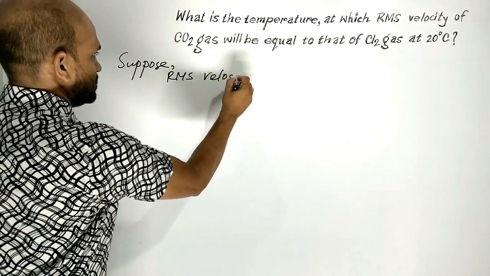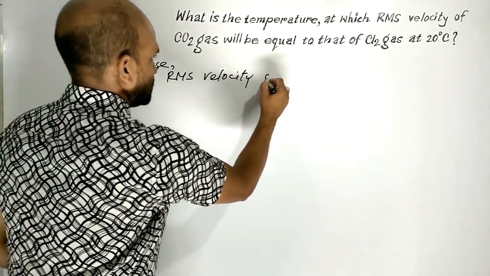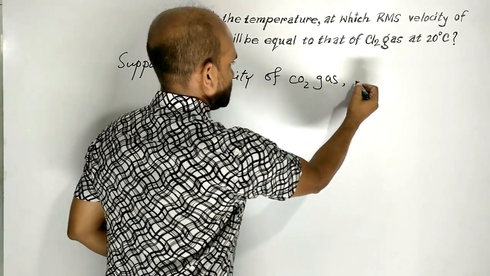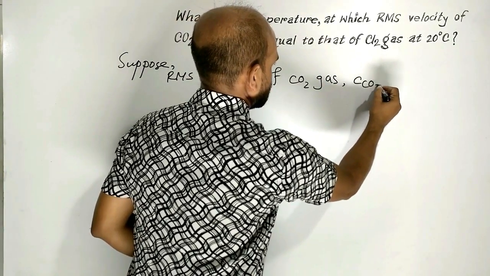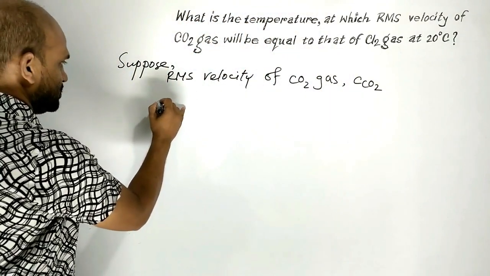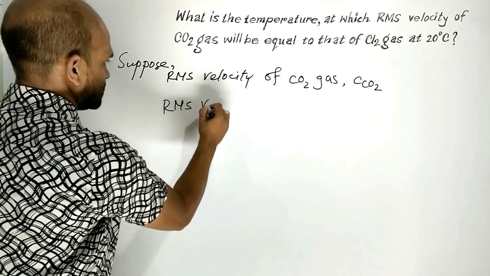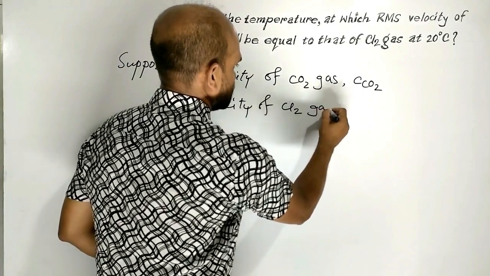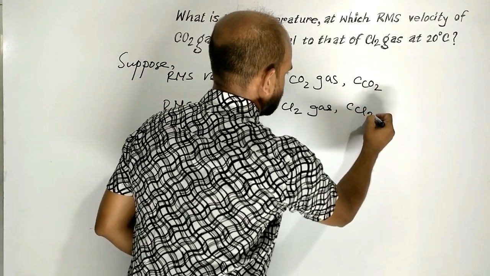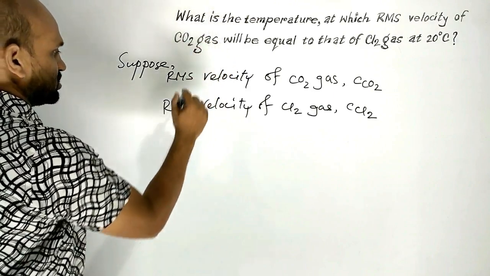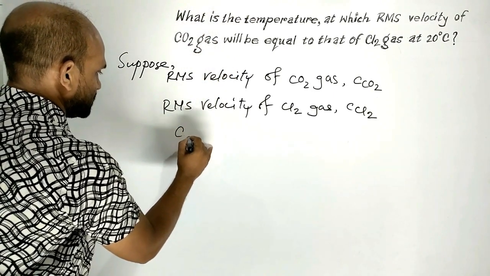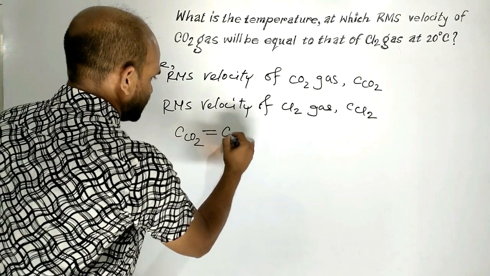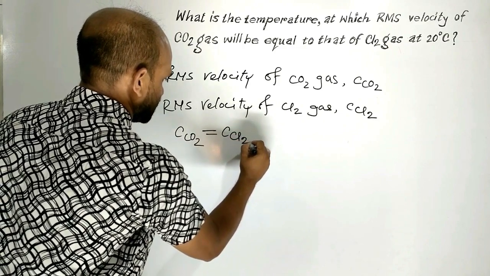RMS velocity of carbon dioxide gas is this. Again, RMS velocity of chlorine gas is this. From the question we can write RMS velocity for carbon dioxide gas equals RMS velocity for chlorine gas.